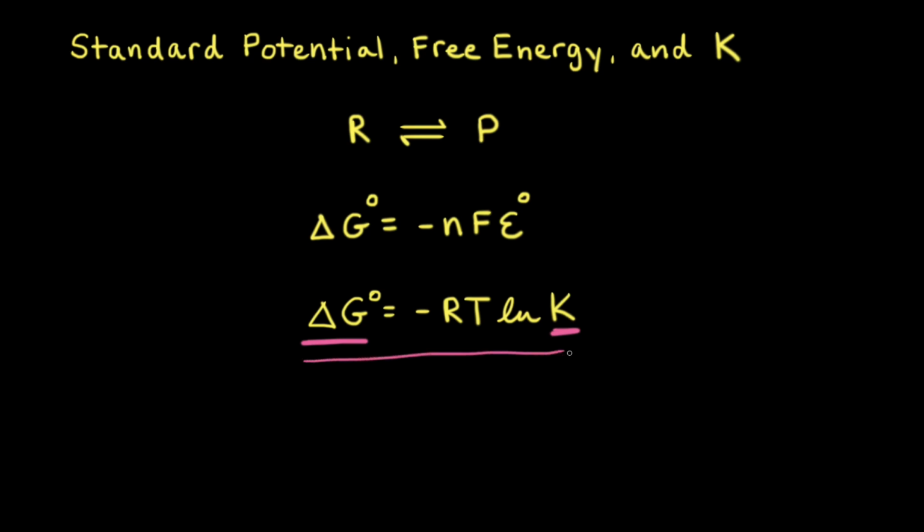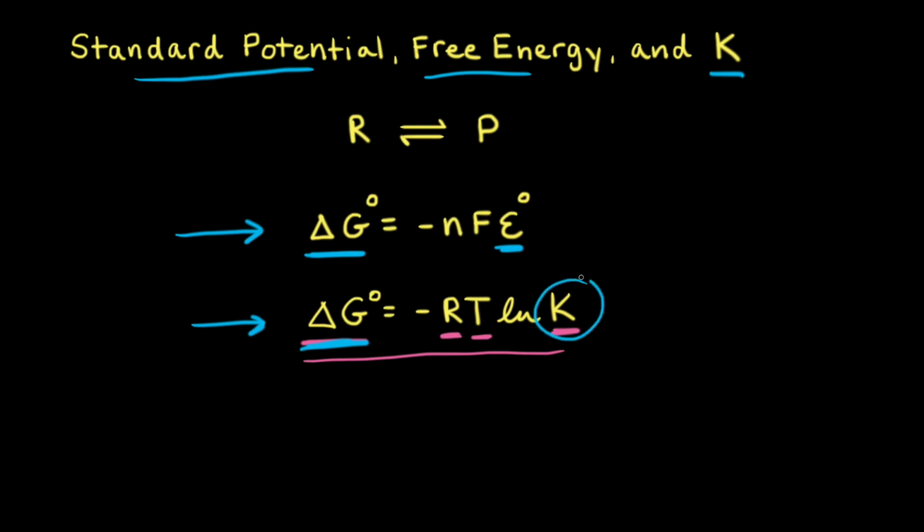Delta G naught is equal to negative RT natural log of K, where R is the ideal gas constant and T is the temperature. And because delta G naught is a part of both of these two equations, we can connect the standard potential E naught to the standard change in free energy, delta G naught, which is then connected to the equilibrium constant K.